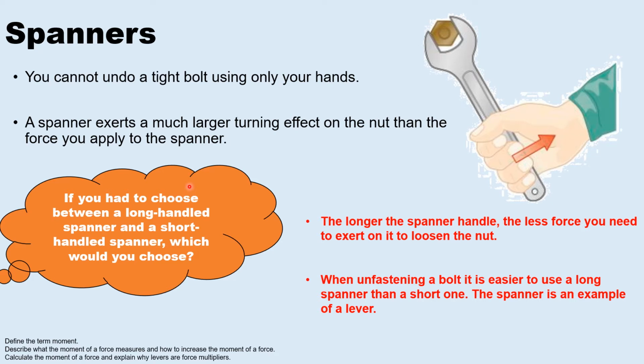Okay, so the longer the spanner handle, the less force you need to exert on it to loosen the nut. So when unfastening a bolt, it is easier to use the longer spanner than a shorter one. The spanner is an example of a lever. So this is one example of a lever, and we'll go into more examples later.